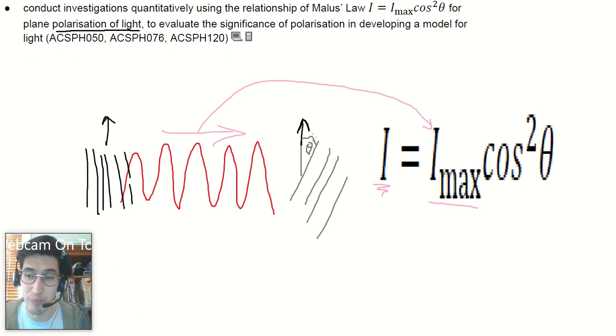So the closer that angle is to 90 degrees, the closer your new intensity is going to be to zero. The light coming through now, its intensity is going to be zero if this is 90 degrees. The closer theta is to zero, so the closer they both line up with each other, the closer I max is equal to the new intensity. You get all the light coming through.